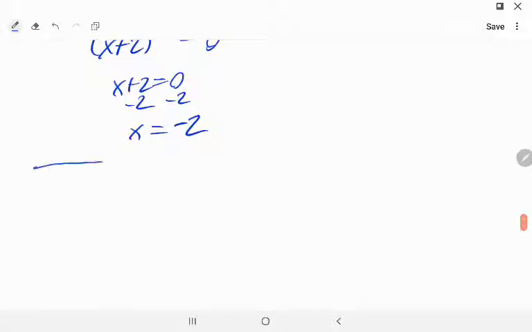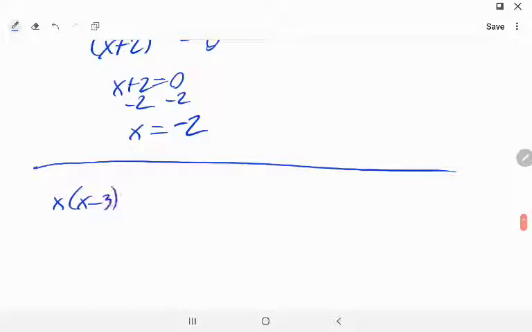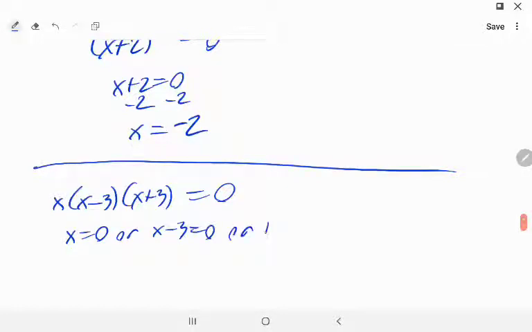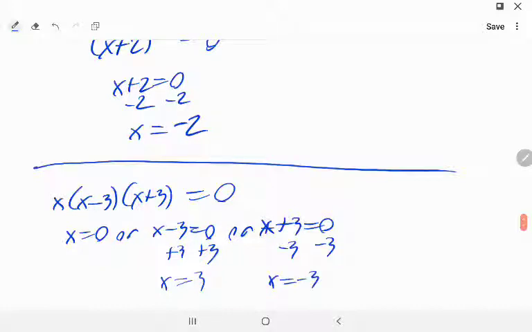Something else to look at is if something was already factored for us, if we had something like x times x minus 3 times x plus 3 equals 0, most of the work is already done for us. We know that either x is 0 or x minus 3 is 0, or x plus 3 equals 0. And so we can add 3 to both sides, x equals 3, subtract 3 from both sides, x equals negative 3, or obviously x should be 0.